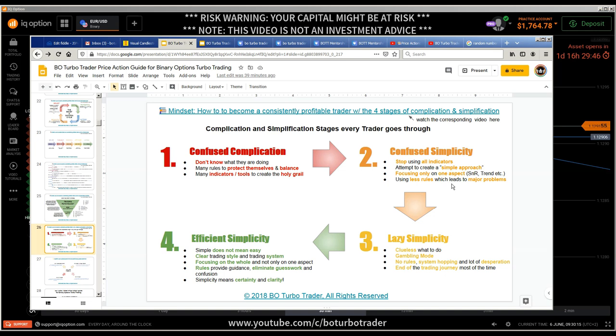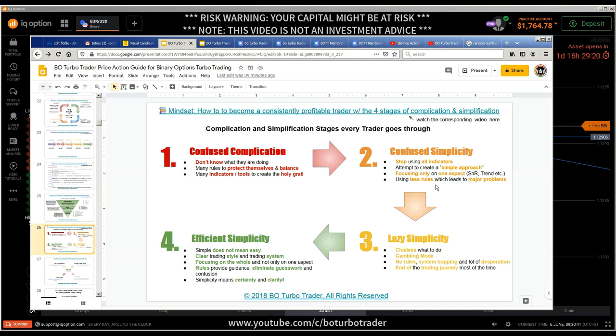So, and then we have using less rules. That means they stop setting themselves rules, which is the opposite of the first one, the confused complication. First they have many rules, and after this they have fewer rules, or nearly none, and that makes much more major problems. Why will they face major problems?